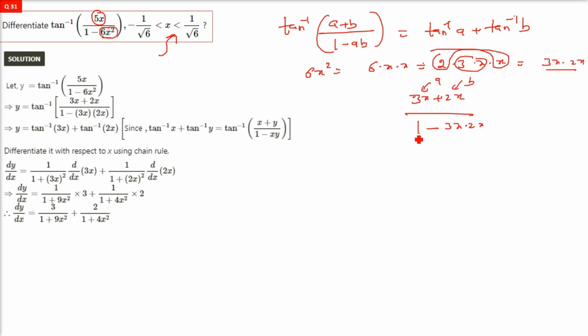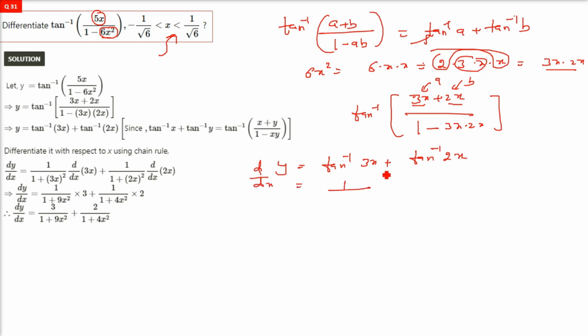So a plus b divided by 1 minus a into b will be equal to tan inverse a plus tan inverse b. A is 3x here and b is 2x here. That is why I told you the equality earlier, so that we directly put tan inverse 3x plus tan inverse 2x here. Now when we take dy by dx, the differentiation of tan inverse of anything is 1 by 1 plus square of that thing. So 1 by 1 plus 3x whole square.